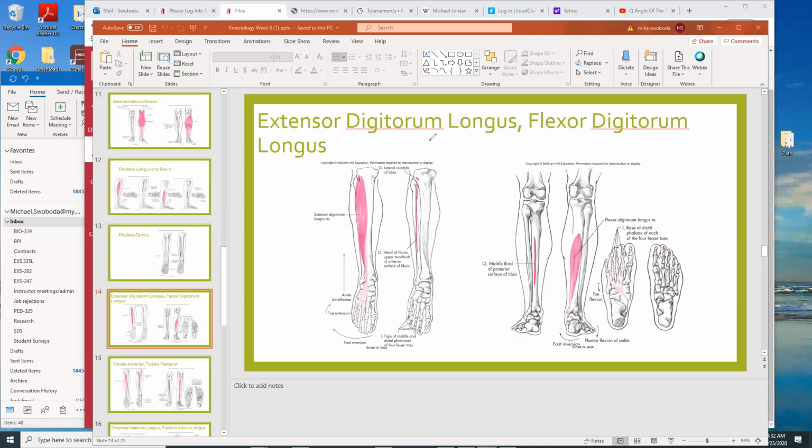Anything that says digitorum moves the toes. So just like with the hand, anything that says digitorum moves the toes. Extensor digitorum pulls your toes upward. Flexor digitorum.